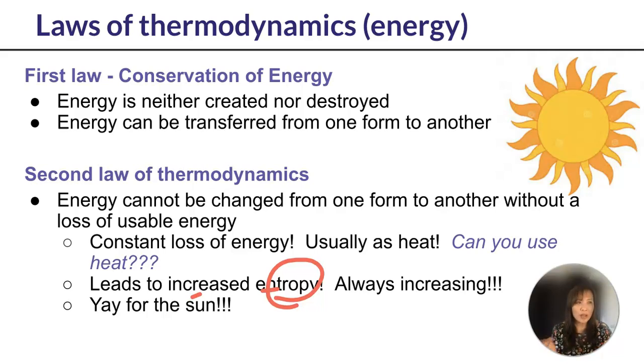And overall, entropy is always increasing in this world, because every reaction is always causing a little bit of disorder. And in order for us to get some order, we actually have to add some energy. But in general, energy transformation is always going to lead to an increase in entropy.